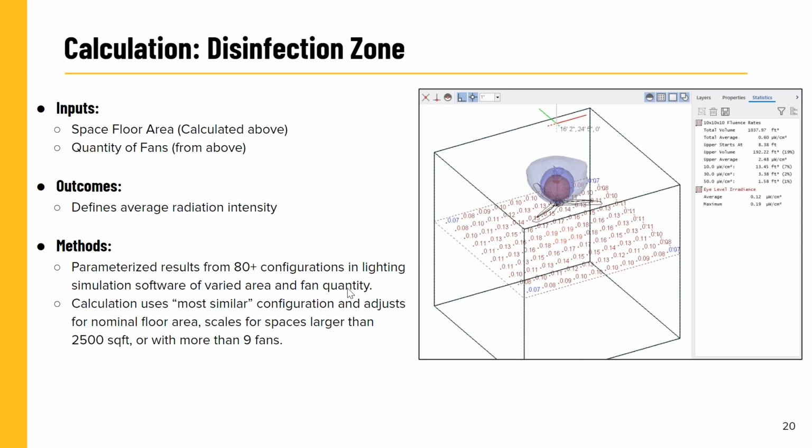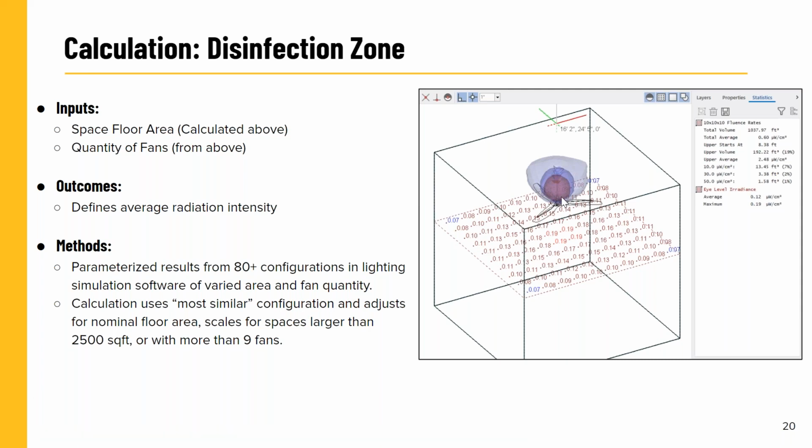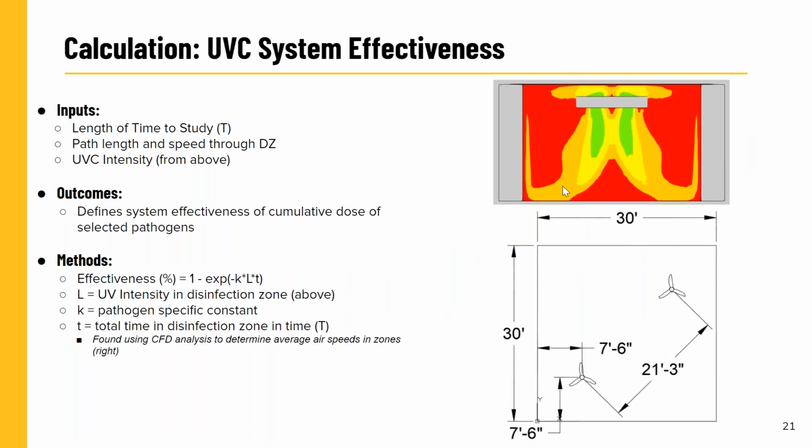The next thing I do is using what's called the IES file, or the Illuminating Engineering Society file, which tells me in a lighting simulation software the pattern and intensity of that light distribution. I can model that in any space and tell you how much area will be influenced by UV and how intense it will be while it's in that area.